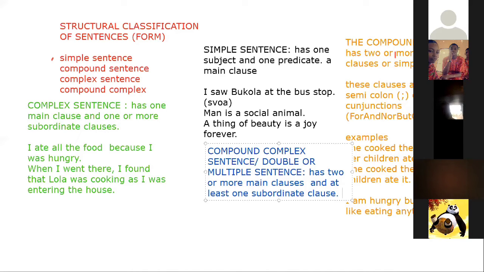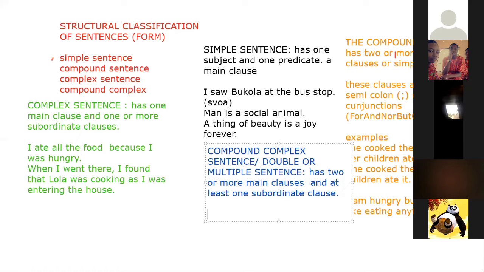Now, what that means is that it has two or more main clauses. When we have two main clauses, that's a compound sentence. When you have a main clause and a subordinate clause, that's a complex sentence. The formula is very simple and straightforward.